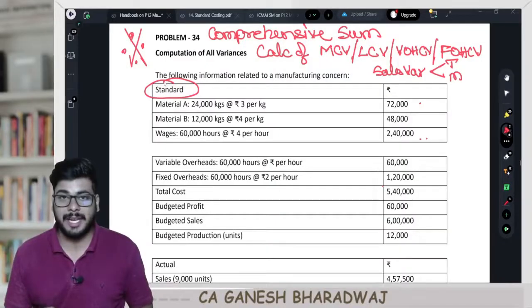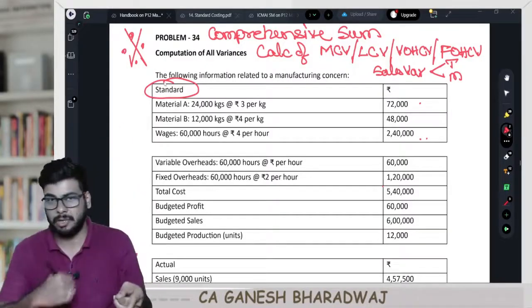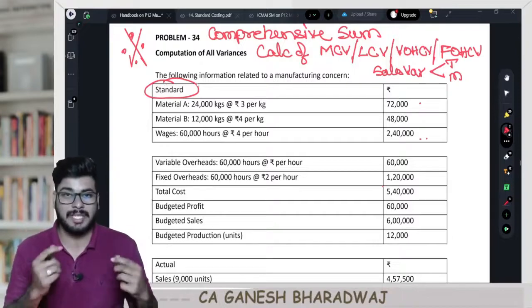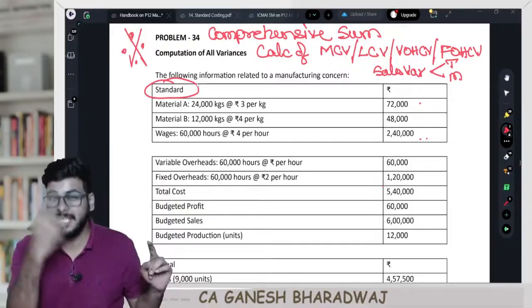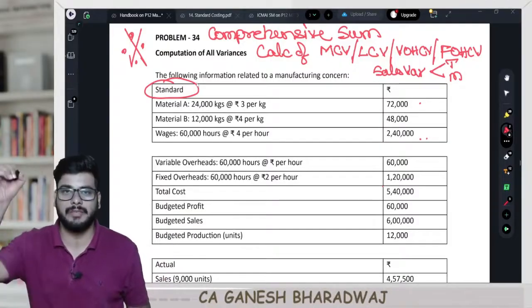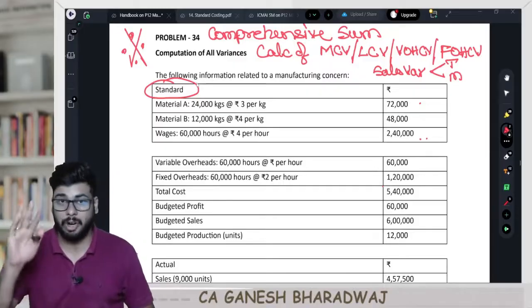What do you mean by standard? For the actual output, what should have been the cost which you should have incurred? Now, sometimes the word standard used in the question ideally refers to budget. So we should see for what volume level they have given this data. Based on that only you can conclude whether this is actually standard or budget.